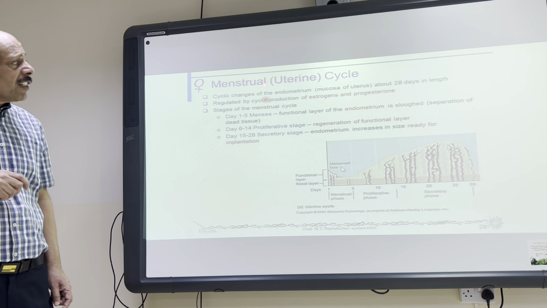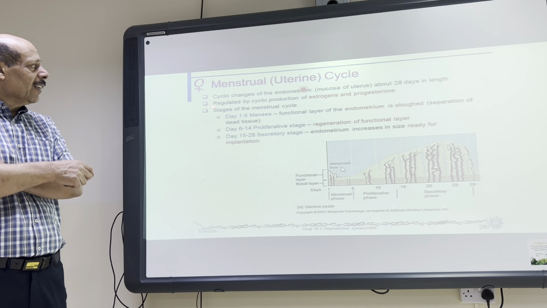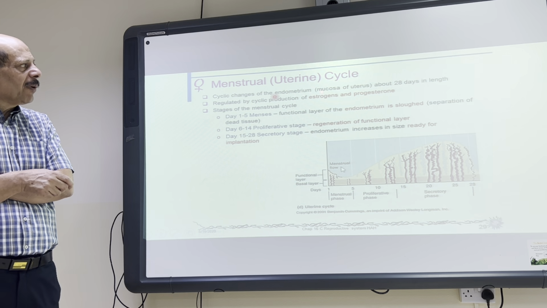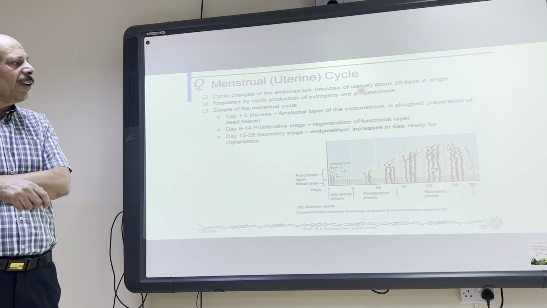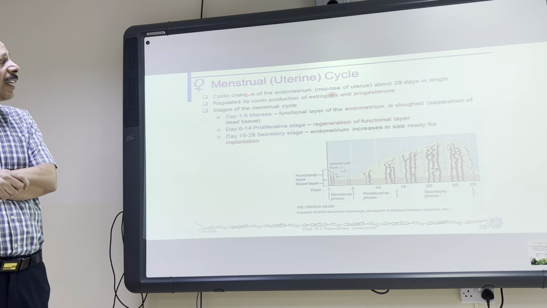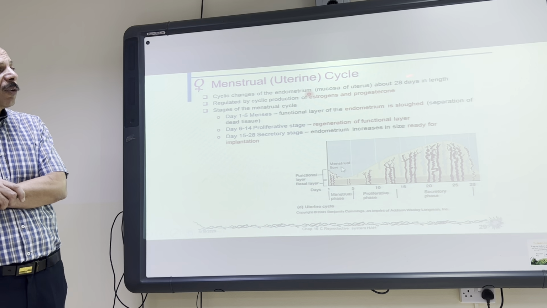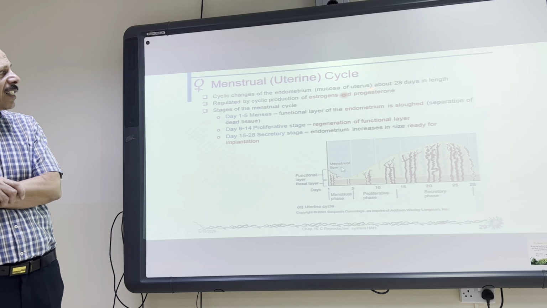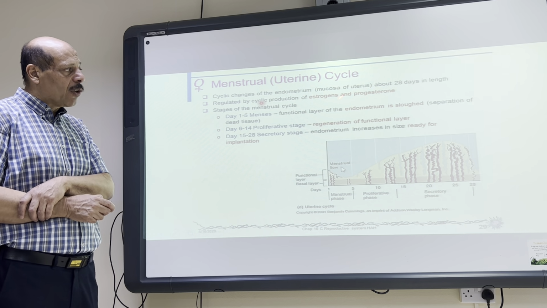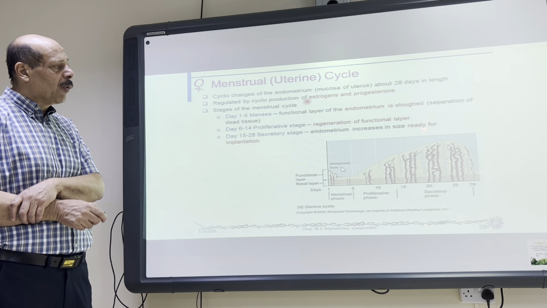So the menstrual or uterine cycle, what will happen in the menstrual or uterine cycle? The cyclic changes of the endometrium depend upon the hormonal changes and level of hormones during those periods. The cycle change of the endometrium, which is the mucosa of the uterus, lasts about, as we said, 28 days in length. It is regulated by the cyclic production of estrogen and progesterone.